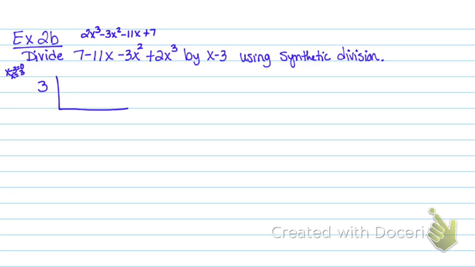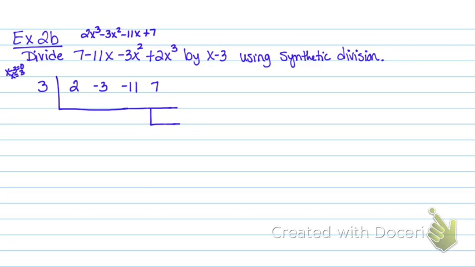All right. I didn't have any variables missing, so I don't have to put any zeros there for placeholders like we did in 2a. All right, so what are my coefficients? 2, negative 3, negative 11, and 7. I'm going to draw a box underneath that 7. What is that box? That's my remainder box. When I fill it in, I'm done with the actual synthetic division part.